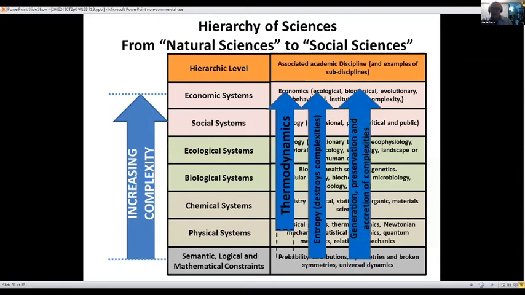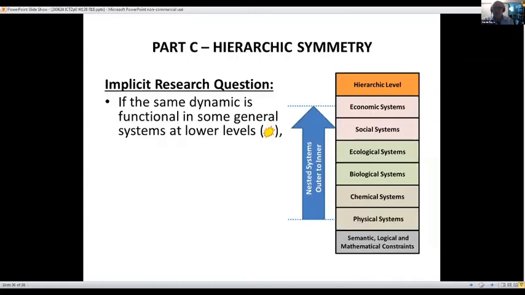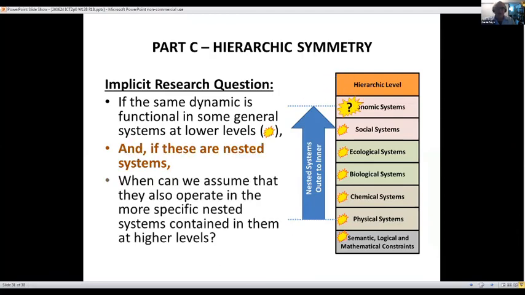And then we've got these other evolutionary processes: generation, preservation, and accretion of complexities. But we've also got universal things that appear at different levels in the system. For example, carrying capacity only makes sense when you're talking about species within an ecosystem, but it applies to all systems above that. So, in all of this, we have an implicit research question. If the same dynamic is functional in some general systems at lower levels, and if these are nested systems, when can we assume that they also operate in the more specific nested systems contained in them at higher levels?